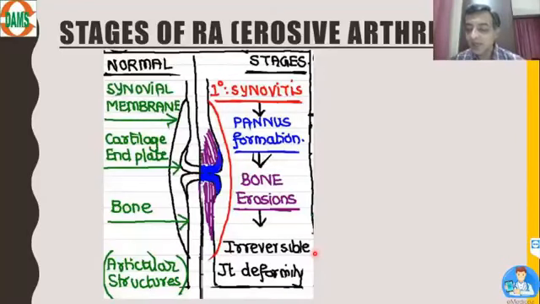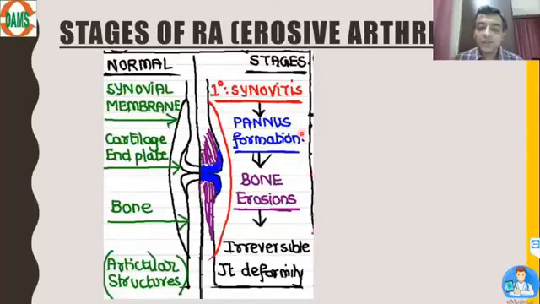So please compare. In SLE, since the only part of the joint affected is the synovial membrane, the bone is not affected. Since the bone is not affected, it does not cause irreversible deformity. If you remember, we discussed the topic Jaccoud's arthropathy under SLE. What is it? Non-erosive arthritis. Here there is erosive arthritis.